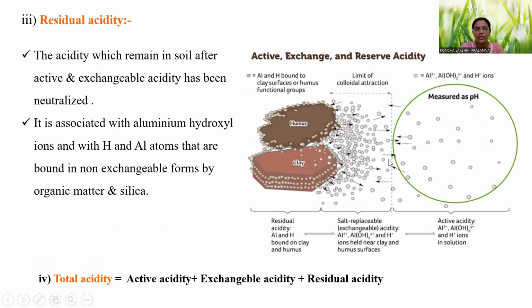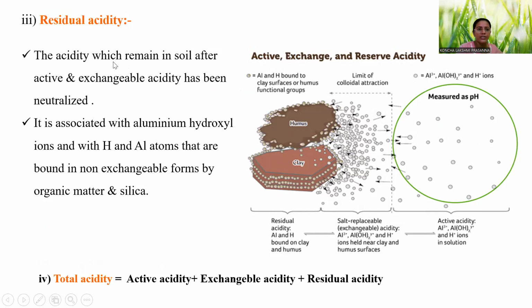Here the H plus and aluminum ions are present on the exchange complex of clay colloids. That is why it is known as the salt replaceable acidity. In the active acidity, the H plus and aluminum ions are present in the soil solution, whereas in the salt replaceable acidity, they are present on the exchange complex of clay. That is why it is known as the salt replaceable acidity or the exchangeable acidity.